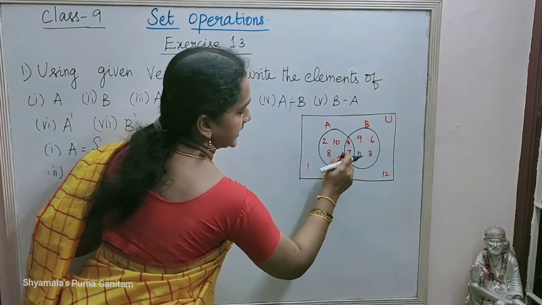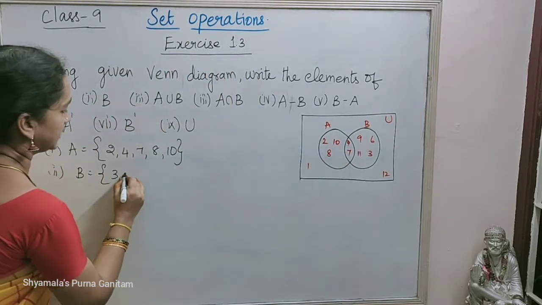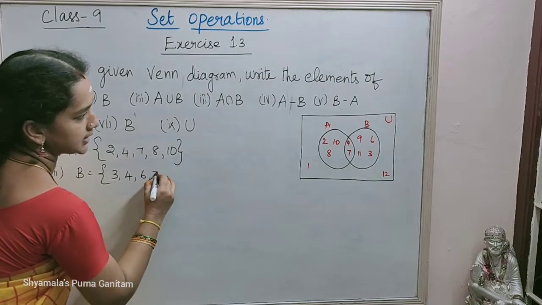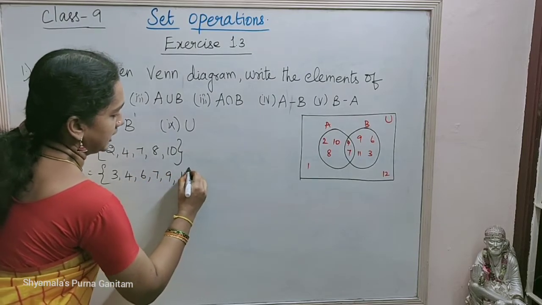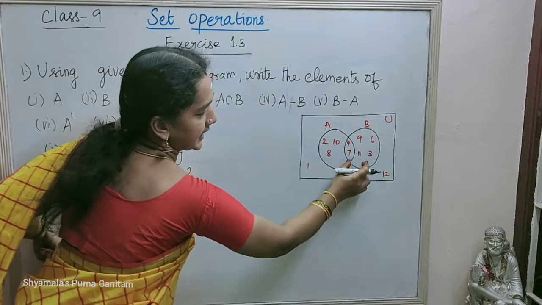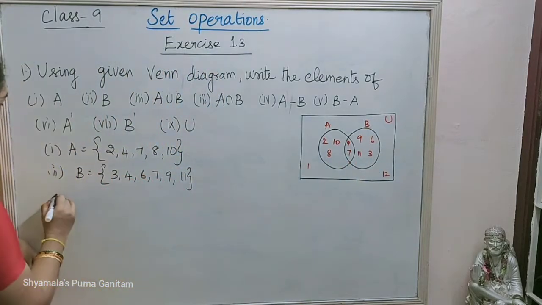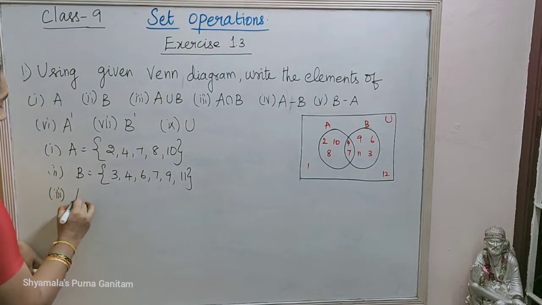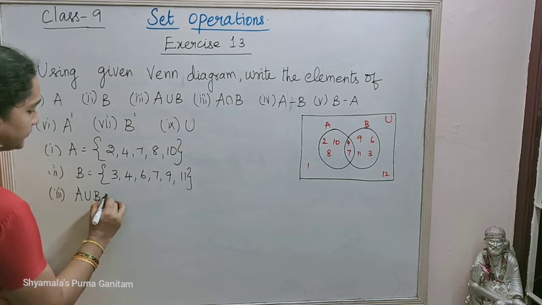3, 4, 6, 7, 3, 4, 6, 7, 9, 11. So these are the 6 elements we have in B. Okay. Then third one is A union B.